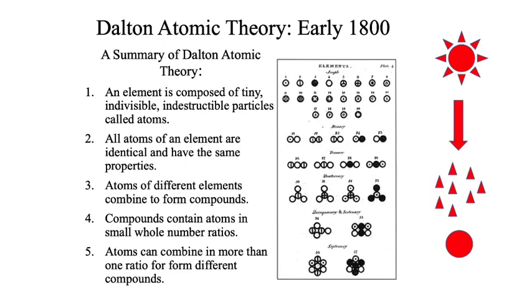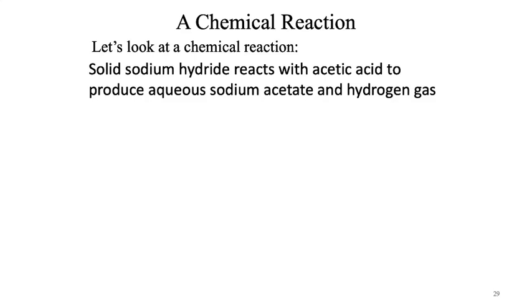The rest of them hold true, and they're ultimately just boiling down to we now have these pieces. Okay. So let's look at a chemical reaction. Let's put some pieces together. So here's a chemical reaction. Solid sodium hydride reacts with acetic acid to produce aqueous sodium acetate and hydrogen gas. Obvious, right? That's just English, guys. What's the big deal? Does anybody look at that and go, I'm not quite sure what's going on with that?